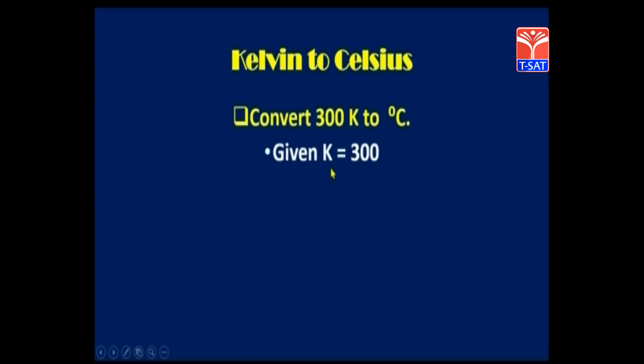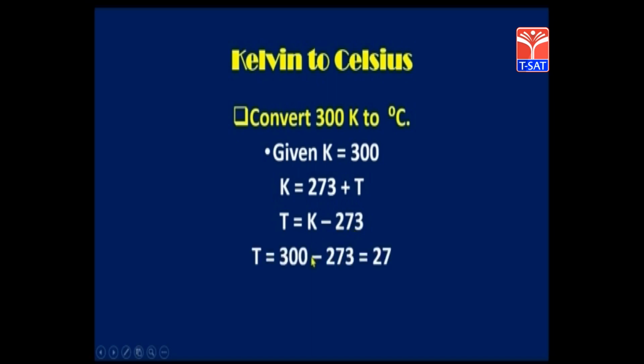So given here K is equal to 300 Kelvin, we know K is equal to 273 plus T, such that T will be equal to K minus 273, which is given by 300 minus 273, which is equal to 27. So T is equal to 27 degrees centigrade or 27 degrees Celsius. Simple, children, isn't it? So you can expect these types of questions in your exam.